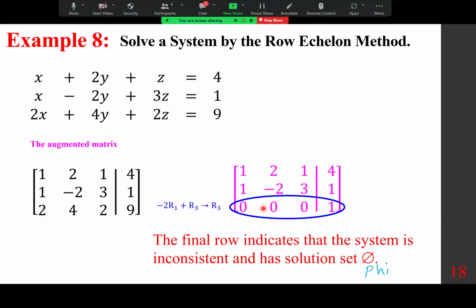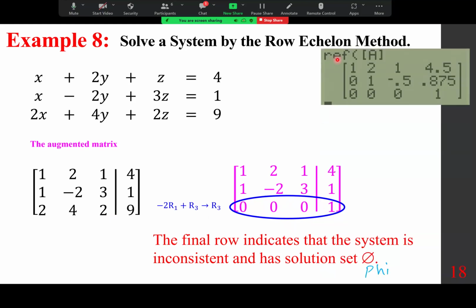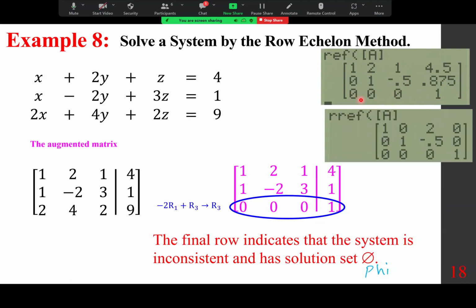So if all entries to the left of this line are zeros, and to the right is not, it doesn't have to be 1, any number. Remember, this means 0 equals this number, which can't be. If you go with the technology and you do REF, it results in the same thing. The last row indicates what you are looking for. Even REF will show you that there are no solutions. Again, meaning what? All entries are zeros except the last.